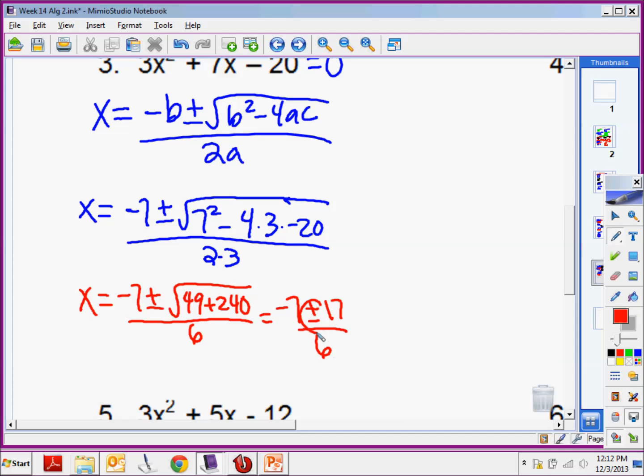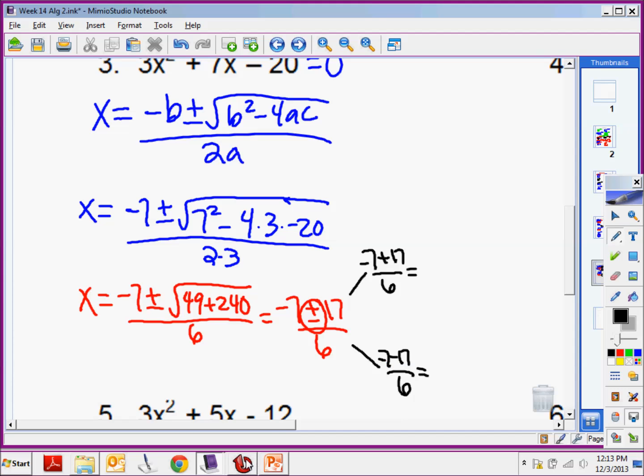What is this plus or minus? You're first going to do plus and then you're going to do minus. It breaks off into 2 separate things, right? So I have 7 plus 17 over 6, and I have 7 minus 17 over 6. So you put the whole thing over 6. You don't bring the negative? Hold on, is it negative 7? Oh, I forgot my negative. Sorry, thank you. My bad.